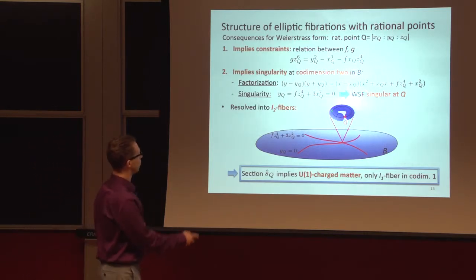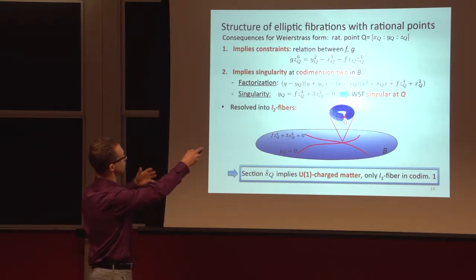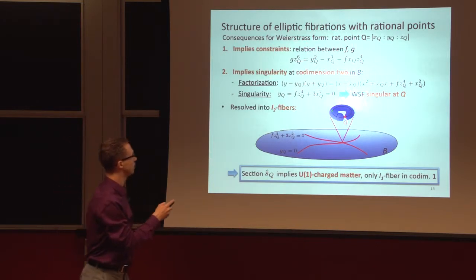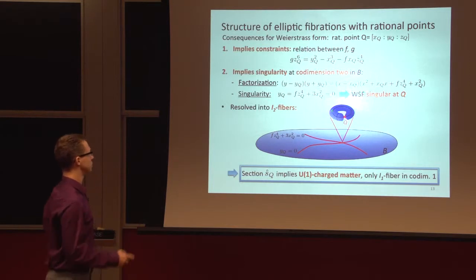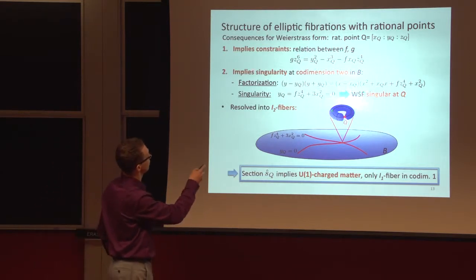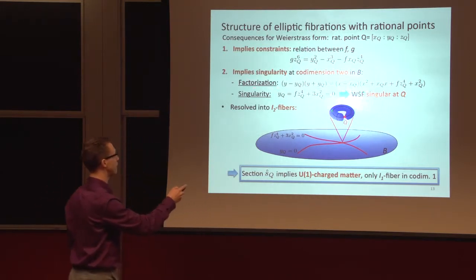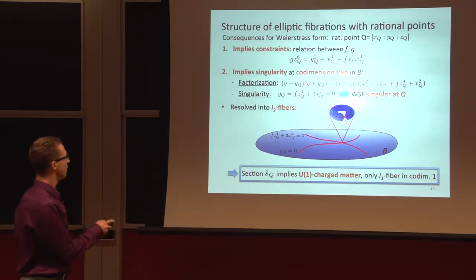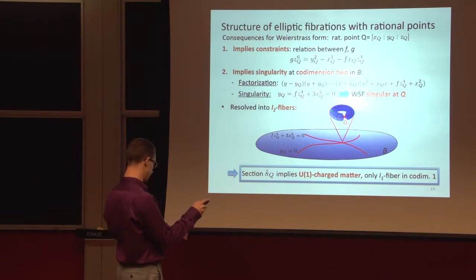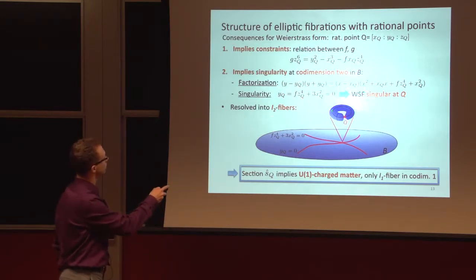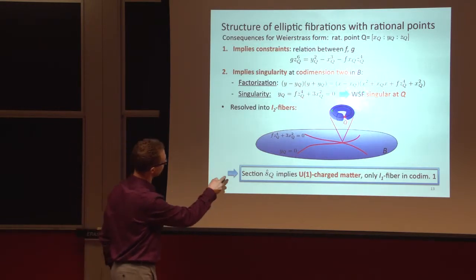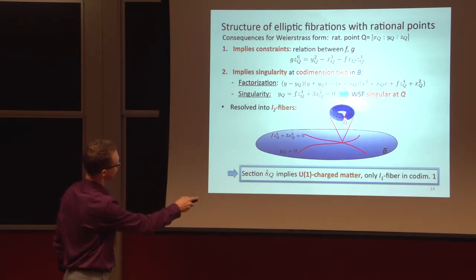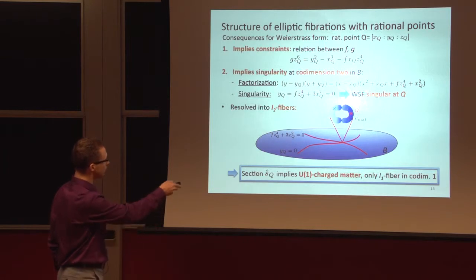Okay. Now let me talk about the structure that is imposed upon the elliptic fibration due to the presence of this rational point. If you just take the Weierstrass form and plug this rational point into it, you get a particular relation between f and g. This is trivial. But now this relation allows you to write the Weierstrass form in a factorized form. And then you see that this Weierstrass form has a singularity at a codimension 2 locus where these two constraints here vanish. And the Weierstrass form becomes singular.